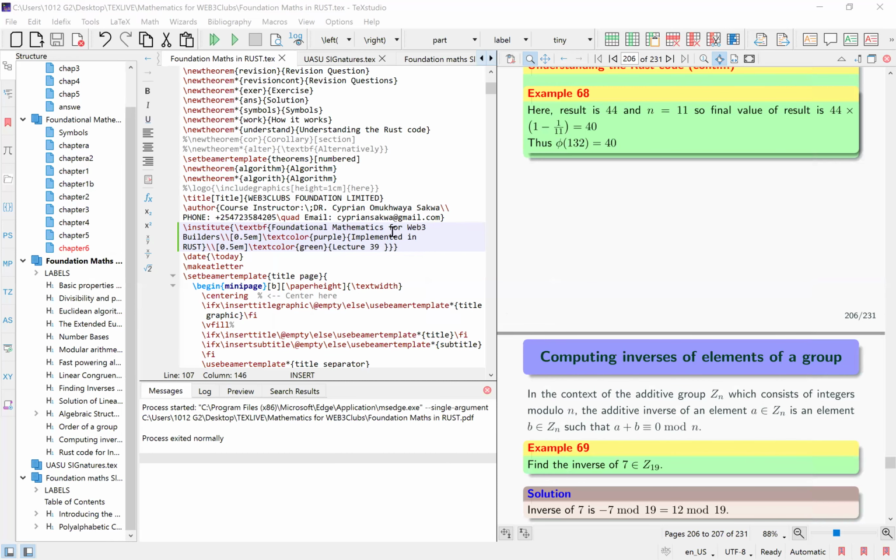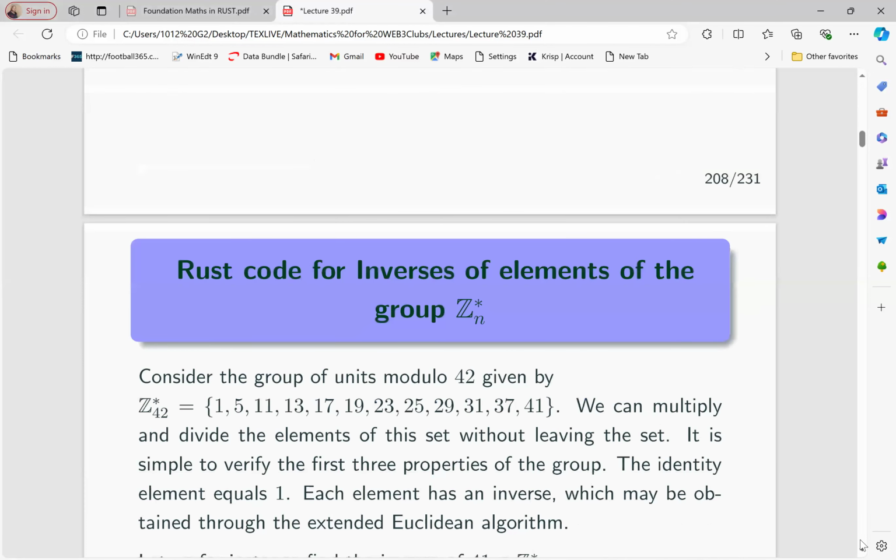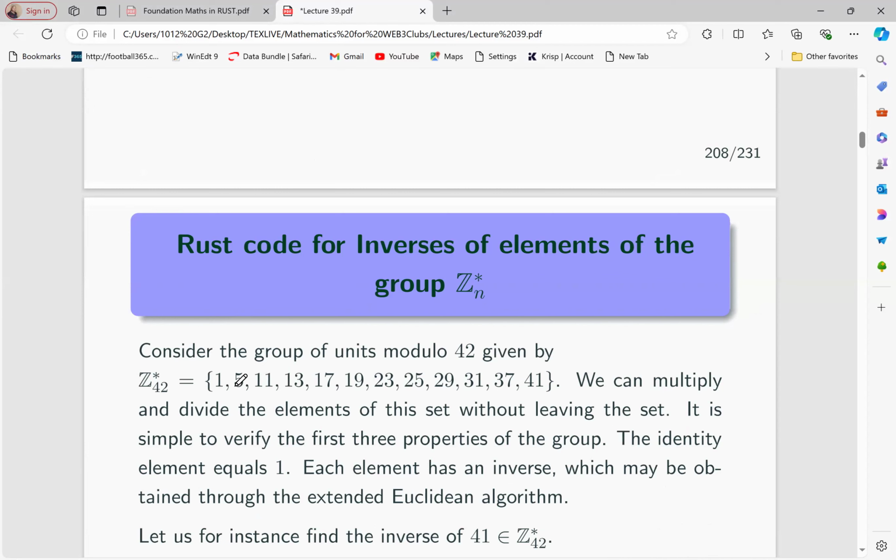Now let's look at a multiplicative group, and how to get inverses. That is something we've done before. So I'm considering this group mod 42. Of course, these are the relatively prime integers less than 42 and greater than 0. So this will be relatively prime numbers. Now, the question is, what are the inverses of these elements?